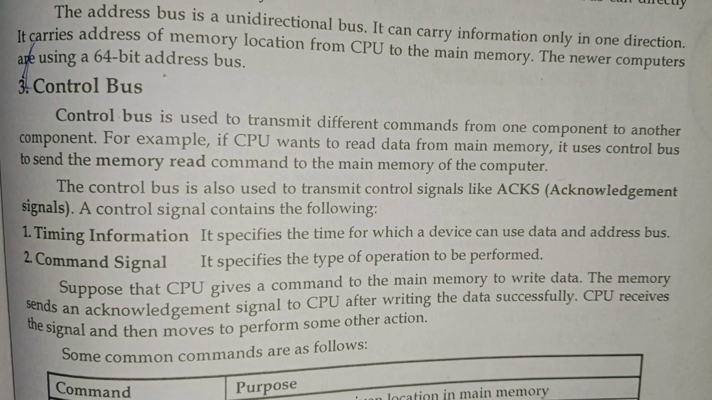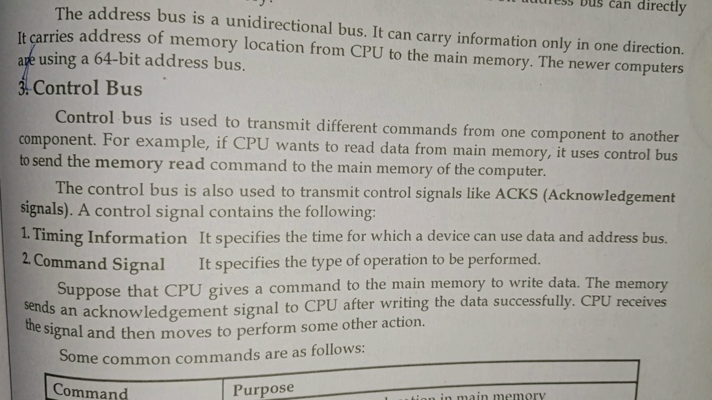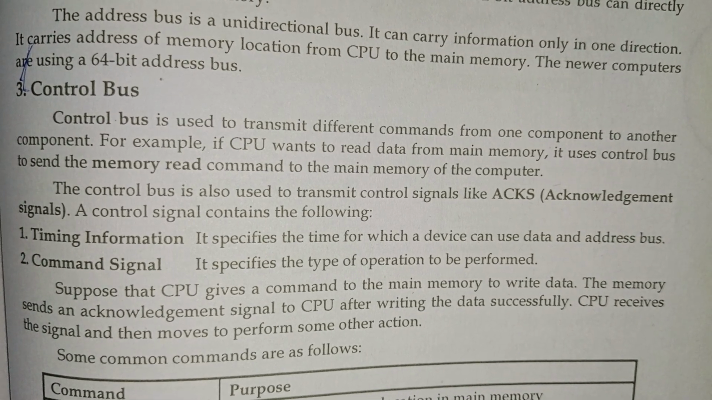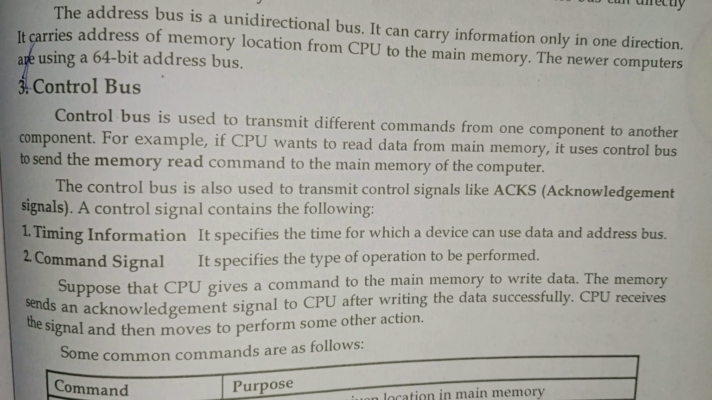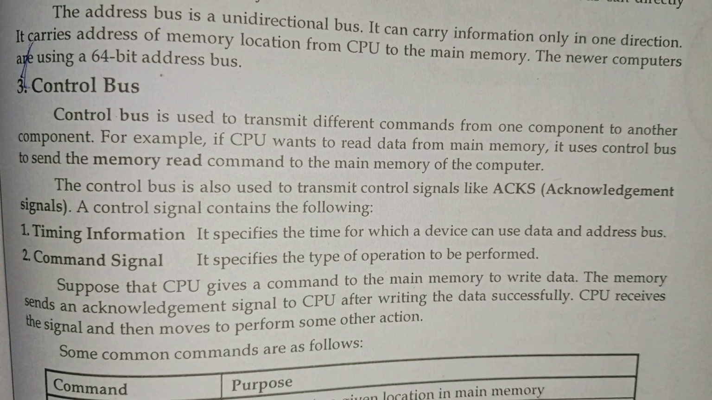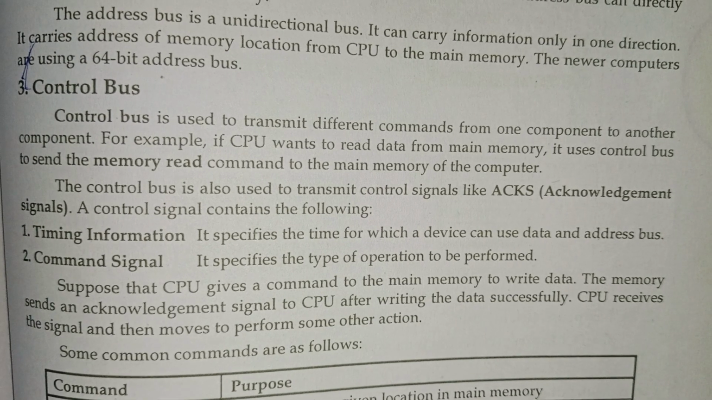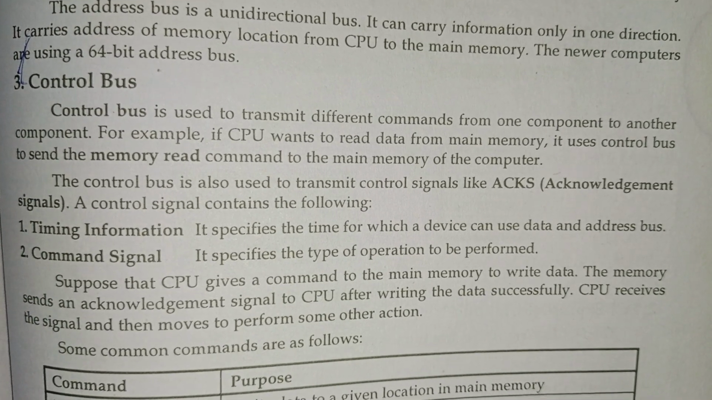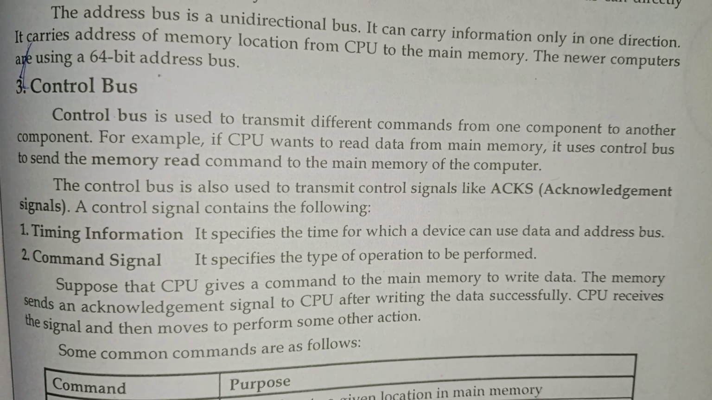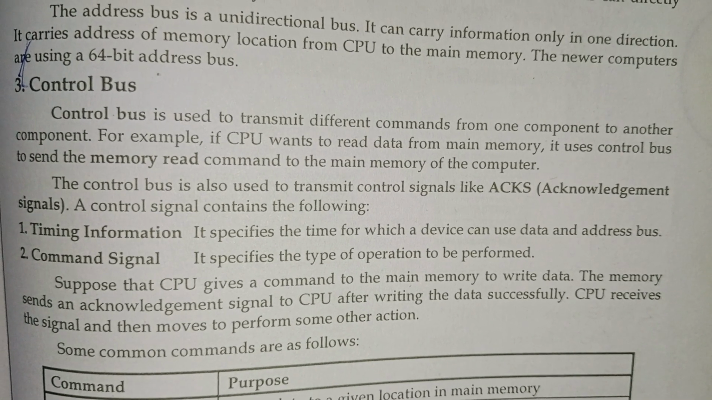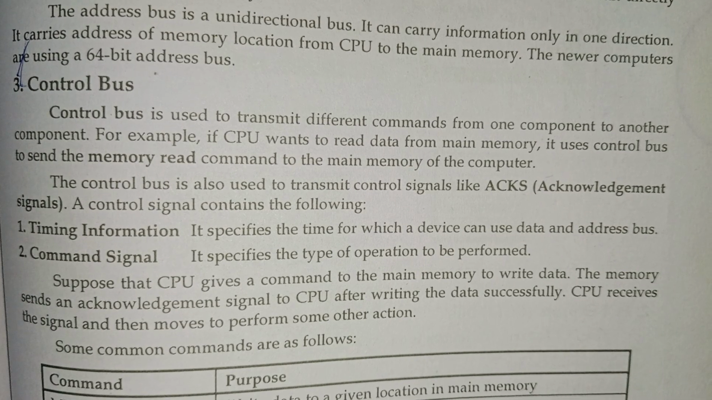Control bus. Control bus is used to transmit different commands from one component to the other component. For example, if the CPU wants to read data from main memory, it uses the control bus to send the memory read command to the main memory of the computer. The control bus is also used to transmit control signals like ask and acknowledge signals.